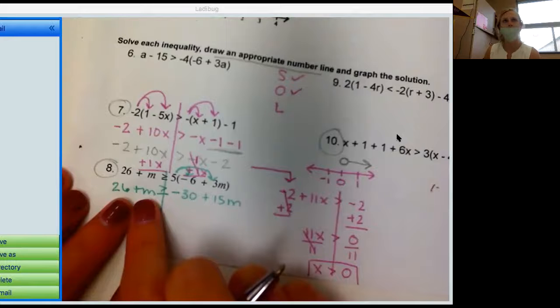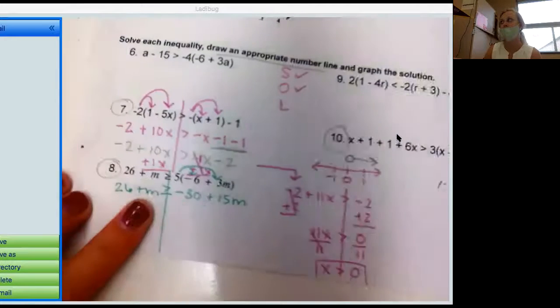Can you see okay, Amani? Okay, you got the farthest away seat, so I just want to make sure you can see.